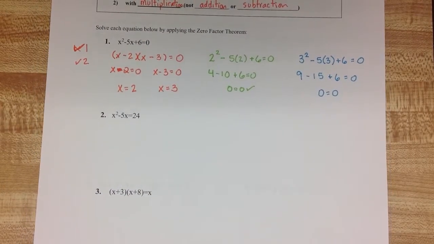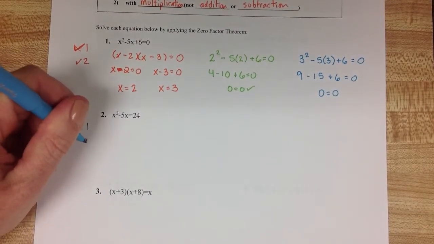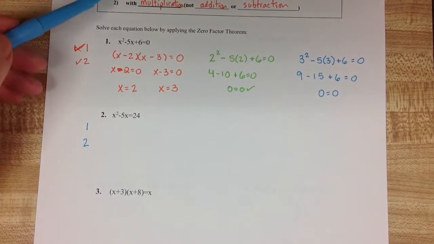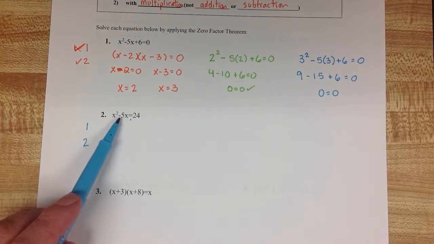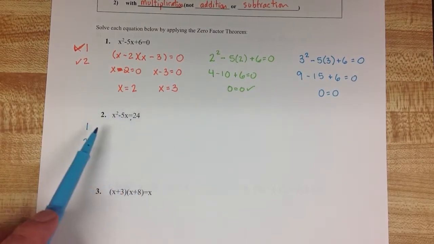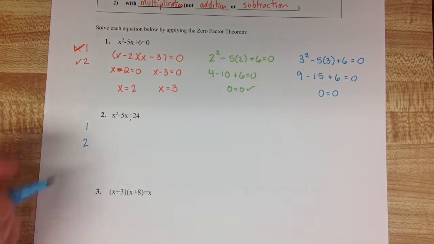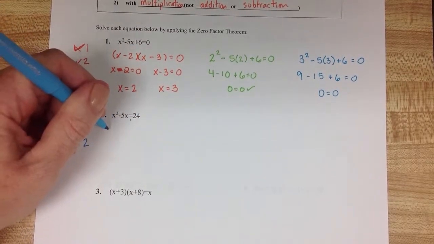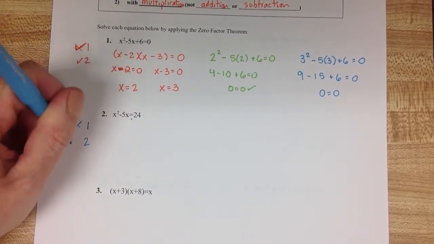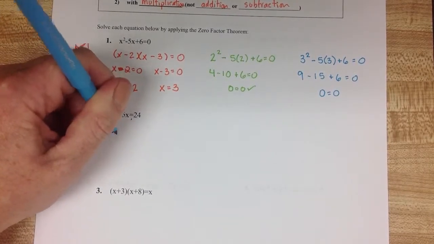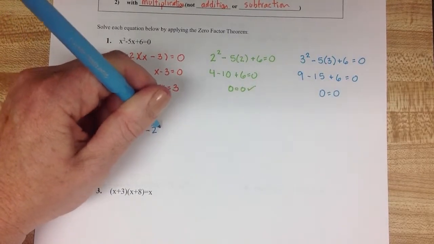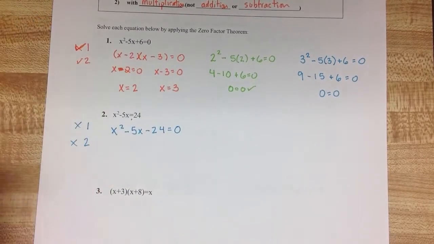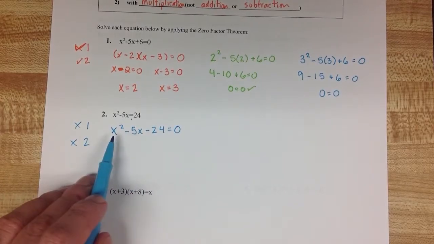Now let's look at another example. Here in example 2, we're failing both of our needs. Our equation is not set equal to 0, and we're dealing with subtraction instead of multiplication. So I need to do some rearranging to get this problem to work. I'm going to start by just moving the 24 to the other side, because we failed both of our requirements. X squared minus 5x minus 24 equals 0. And then I'm going to factor.